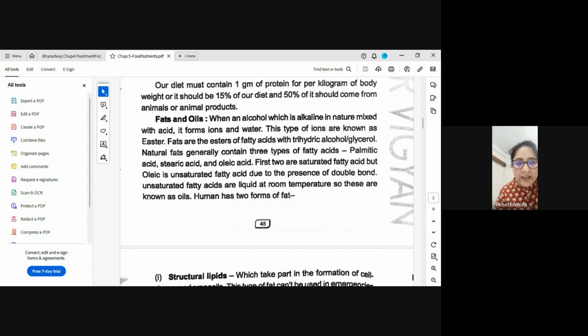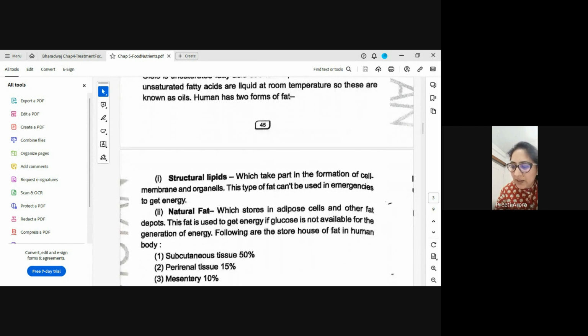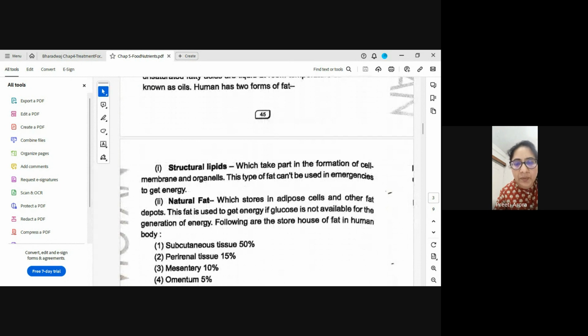Structural fat, as the name implies, is the fat that helps you build the structure of the cell membranes and the organelles that we find in the cell. If you remember, we had the endoplasmic reticulum, Golgi apparatus, mitochondria, ribosomes, lysosomes; all this we discussed in chapter two, which dealt with cells. But the structural fat will not help you in an emergency. It is only to form the structures of the cell membranes. Keep that in mind.